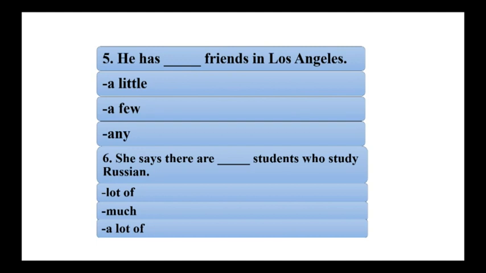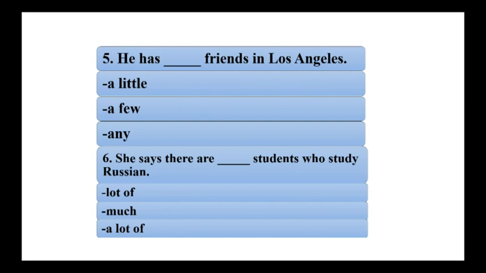He has a little, a few, any friends in Los Angeles. Prvo, any ne može jer nije upitna ni odrična rečenica. He has a little friends in Los Angeles, a few. Biće da je a few.